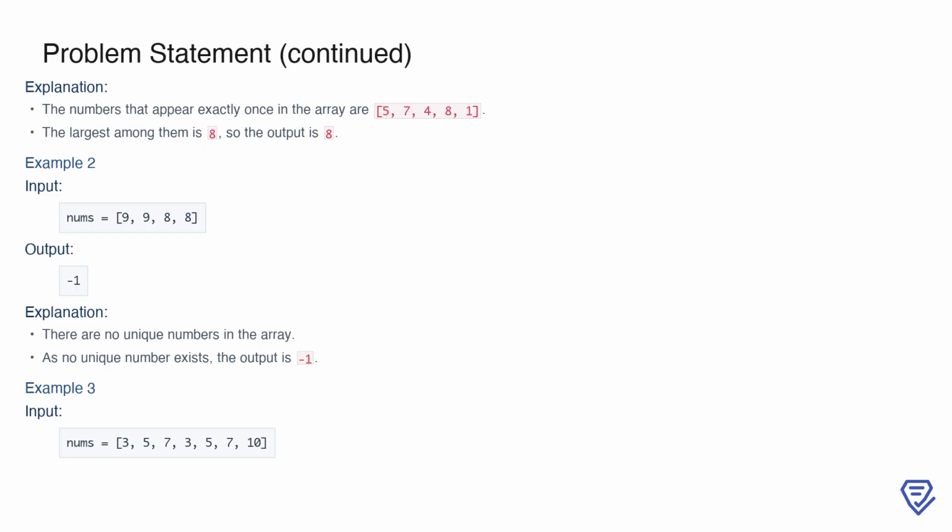Now consider a different input, 9, 9, 8, 8. Here, there are no numbers that appear exactly once. Both 9 and 8 appear twice, so the output is -1. This shows how we handle cases where no unique numbers exist. Lastly, in the array 3, 5, 7, 3, 5, 7, 10, the only number that appears exactly once is 10. Since it's the only unique number, the output for this array is 10.